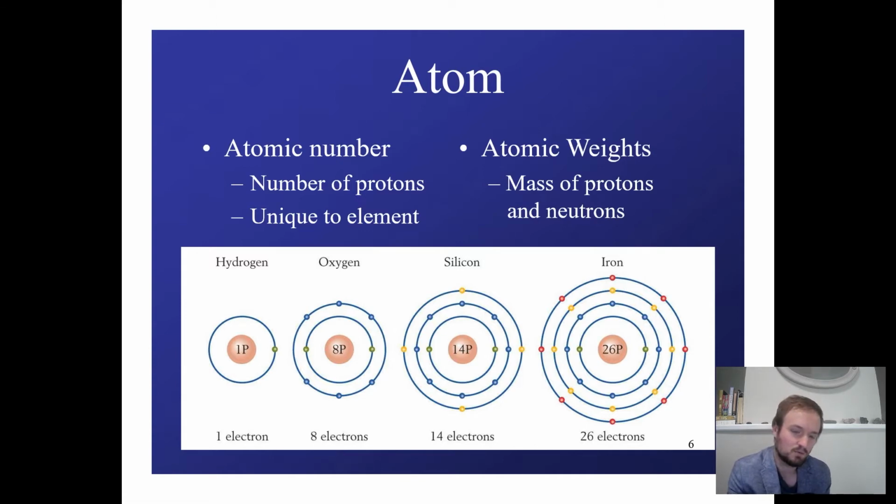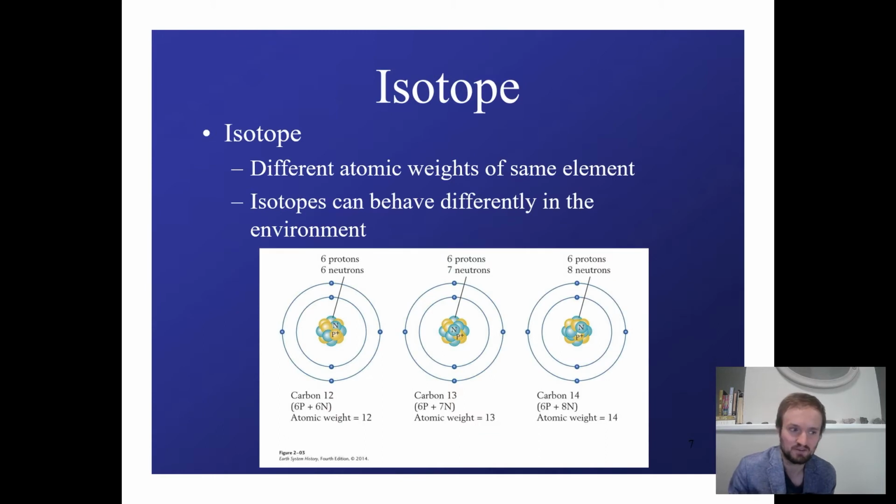Now, real life is again more complex than that. We get things called isotopes, which have different atomic weights but are the same element. Keeping the number of protons the same, these all have 6 protons. These are all carbon: we have carbon 12, carbon 13, and carbon 14.